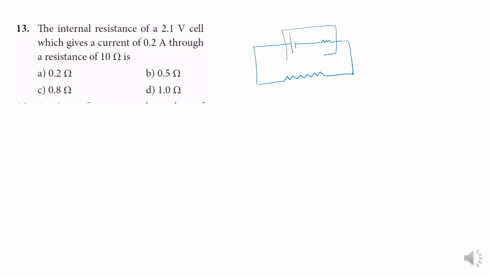So this is the battery with internal resistance r. This is external resistance. The EMF was given as 2.1 volt and the current drawn is the same because it is connected in series, which is given as 0.2 amps. This resistance value is given as 10 ohms. So the voltage drop across this external resistance is V is equal to I into R. So V is equal to current drawn 0.2 into R which is 10, which comes around 2 volt.